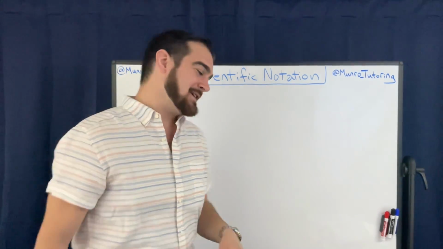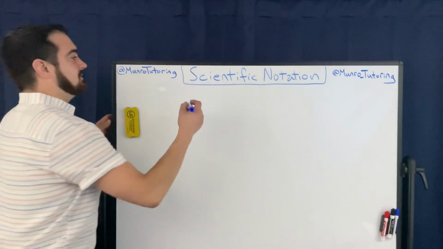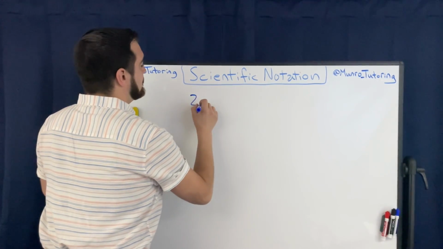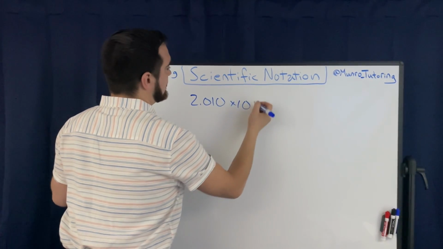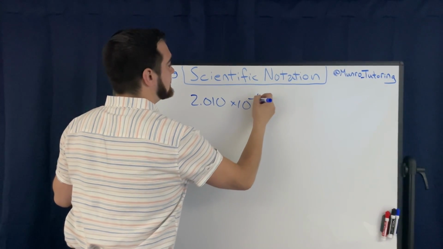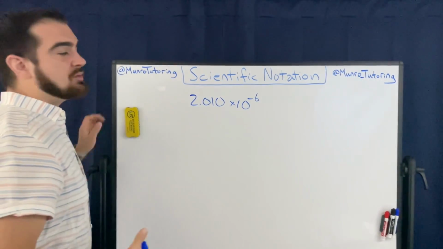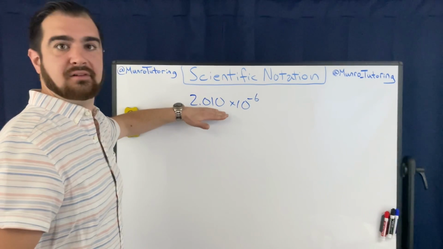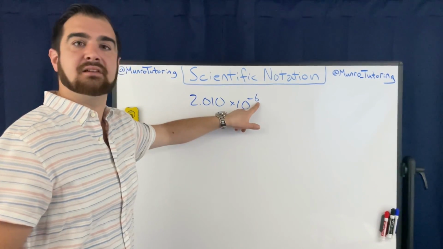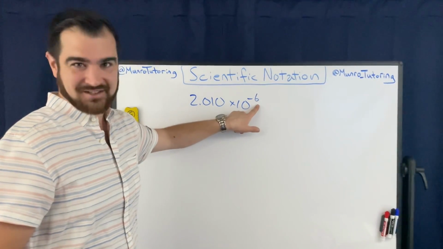All right, so let's go back to it now. Let's do an example like, I don't know, 2.010 times 10 to the negative sixth. So now when we're going the other way, this is saying, here's the number, and we're dividing it by 10 6 times.